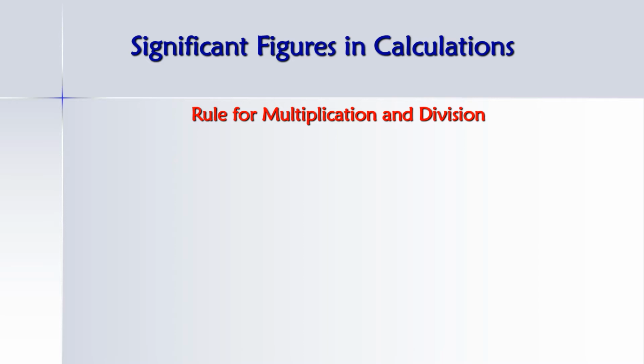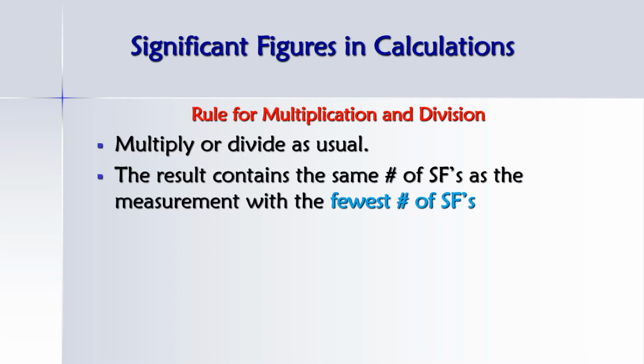So let's say you are given a number and you have to do multiplication and division and then put your answer in sig figs. The rules that you want to remember is that first of all, you just go ahead and multiply or divide just like you do regularly in math. And then for the sig figs, you count the number of sig figs in all of your numbers, depending on how many numbers you have in the question. So you count the number of sig figs in each one of them, and then you take the lowest number.